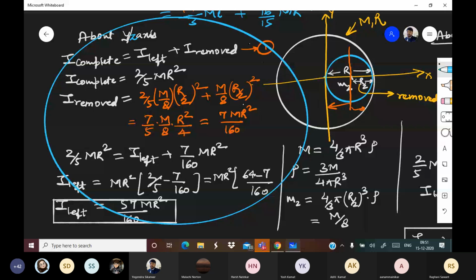Yash is saying, sir, what about I x-axis plus I y-axis is equal to I z-axis? Very nice, yes. I would propose a round of applause for you because you applied a theorem which is applicable for a planar object on a 3D object, right? A theorem which is applicable only for planar objects, you have applied that theorem for a 3D object. Very nice.